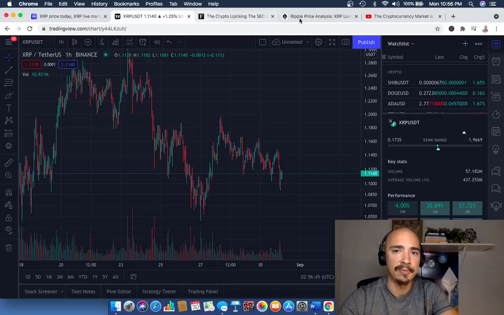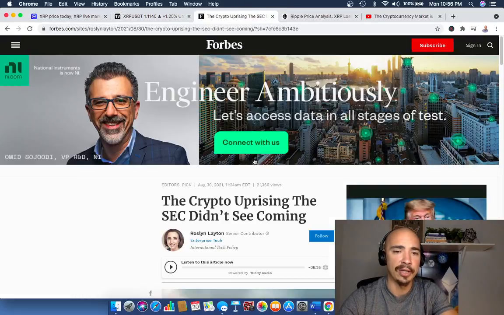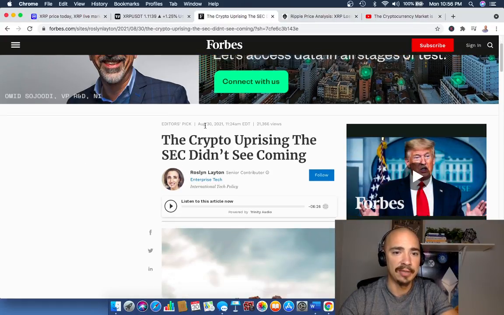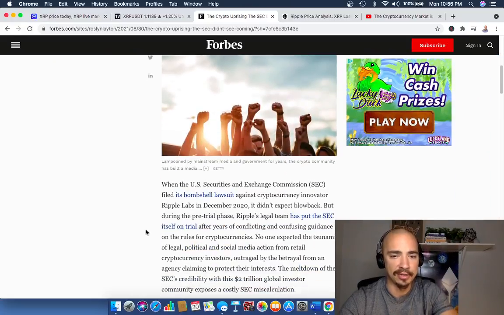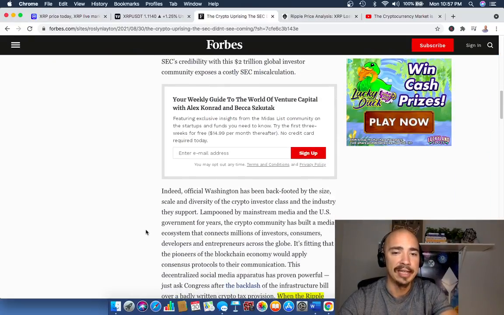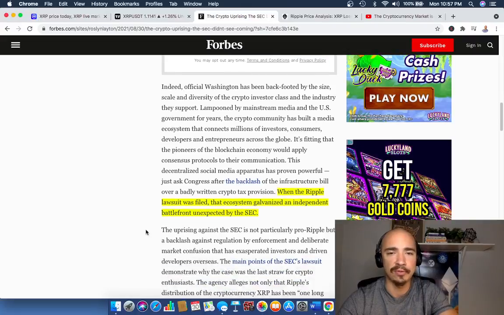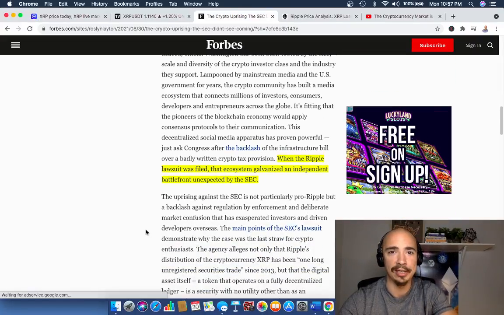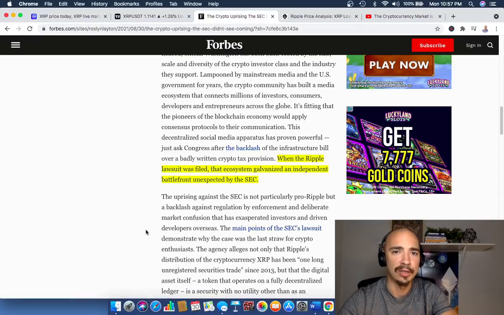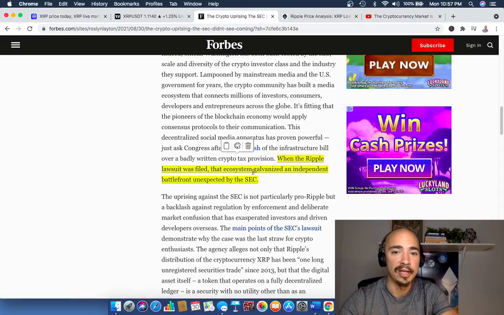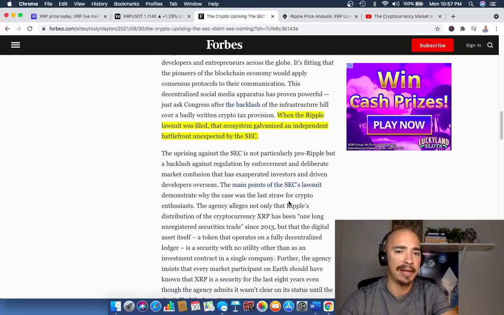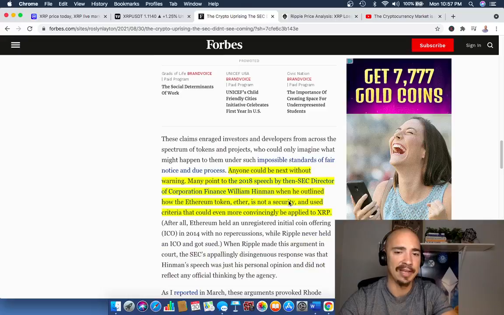But XRP, let's bounce over to this article here. This was an interesting one: the crypto uprising the SEC didn't see coming. This article was just put out today. Basically it makes the argument that this entire SEC versus Ripple case created a huge community of crypto members who were coming together as one. When the Ripple lawsuit was filed, that ecosystem galvanized an independent battlefront unexpected by the SEC.